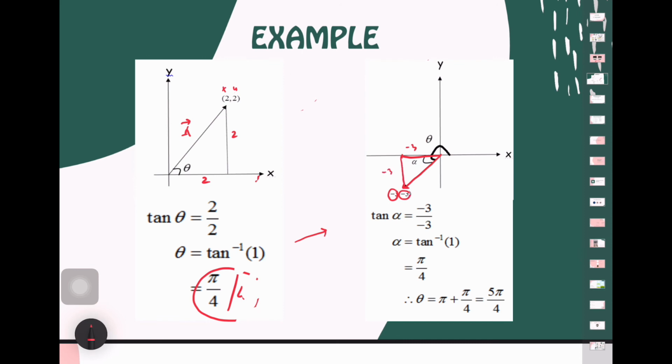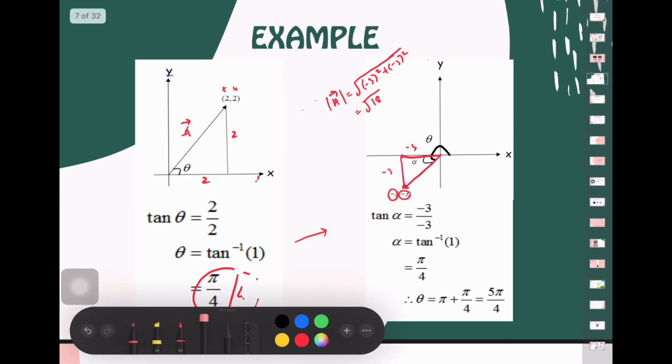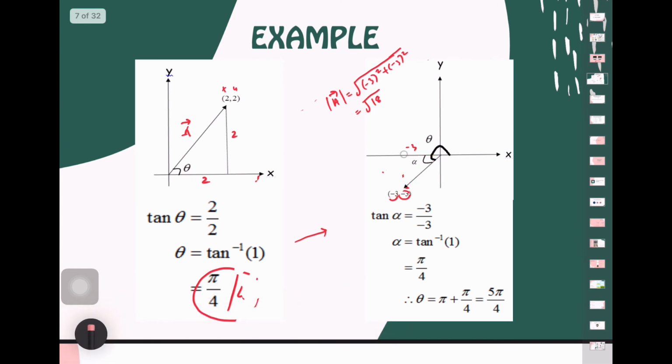So kita nak cari magnitude of this vector. Kita cuma perlu menggunakan formula square root of A square plus B square. So we have negative 3 square plus negative 3 square. Okay, so ada square root of 18. This one is the magnitude of vector. So macam mana kita nak cari direction? Okay, direction of this vector. Direction is the angle of this vector.